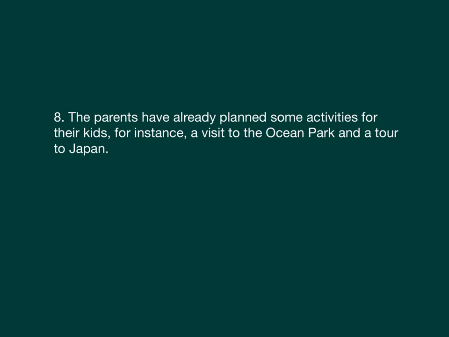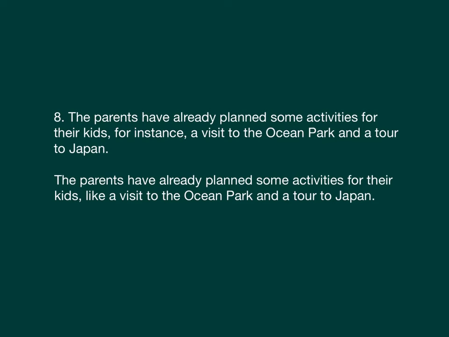Question number 8. The parents have already planned some activities for their kids. For instance, a visit to the Ocean Park and a tour to Japan. Now let's take a moment to complete this, and the answer is on the next page. A better way of saying this is: the parents have already planned some activities for their kids, like a visit to the Ocean Park and a tour to Japan.